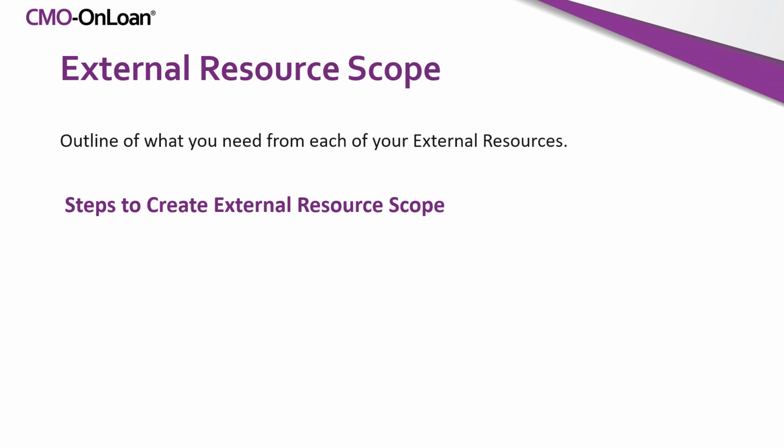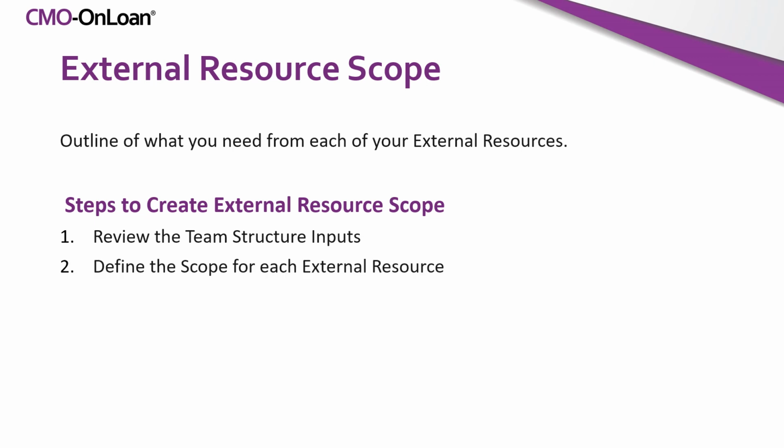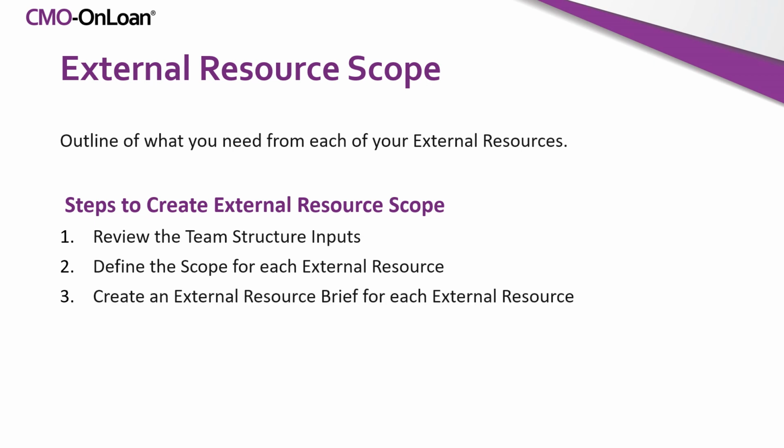It is an outline of what you need from each of your external resources. The steps to create a scope are look at the team structure inputs. We'll just do a quick highlight of those here in a minute. And then define the scope for each resource. And we're going to show you an outline for that. And then in order to provide clear direction to that resource, you'll create an external resource brief.